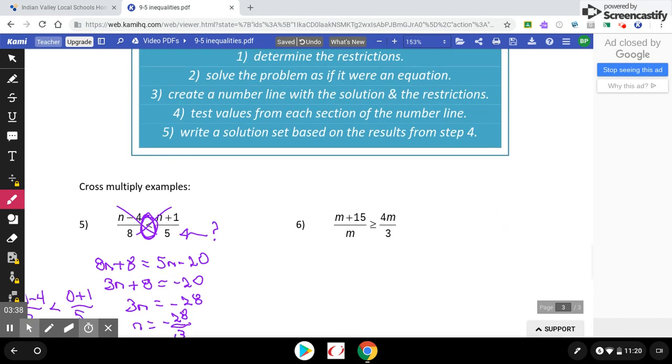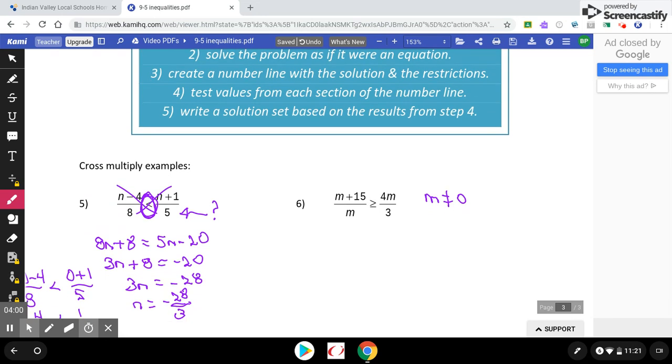Let's move on to number 6, the last problem from this section. All right, guys, step 1, determine the restrictions. This time there is an m on the bottom. So if I was to literally put 0, where that m is, I would have 0 on the bottom, therefore a restriction. So m can't equal 0. So keep in mind, that guy's going to get an open circle on my number line. So maybe that's a good idea to do this right away as soon as you do your number line.